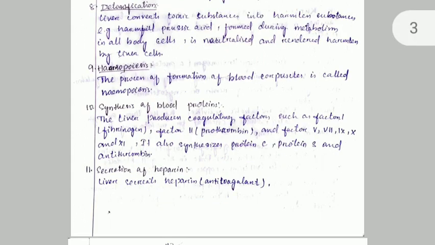Hemopoiesis. The process of formation of blood corpuscles is called hemopoiesis. Synthesis of blood proteins. The liver produces coagulation factors such as factor 1, fibrinogen, factor 2, prothrombin, factors 5, 7, 9, 10, 11. It also synthesizes protein C, protein S, and antithrombin. Secretion of heparin. Liver secretes heparin, an anticoagulant.